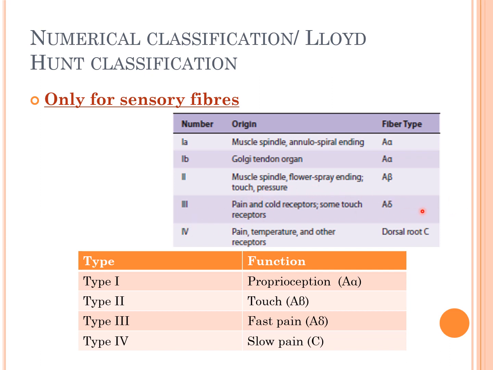Type 3 fiber is A delta, which carries pain, temperature and touch, mainly cold temperature, so cold receptors. Type 4 is pain and temperature and other receptors, and this is the dorsal root C fibers. So 1 is A alpha, 2 is A beta, 3 is A delta, and 4 is dorsal root C. What is left? A gamma and type B fibers are left, which come under the motor classification. Both are motor fibers. This Lloyd-Hunt classification is only for sensory fibers.